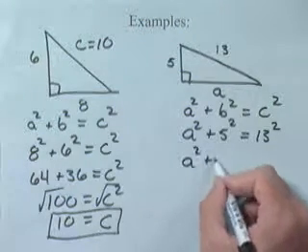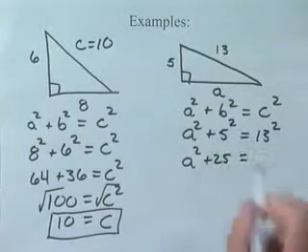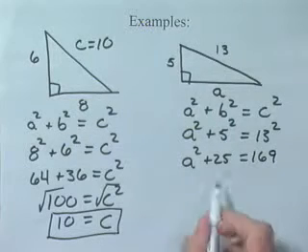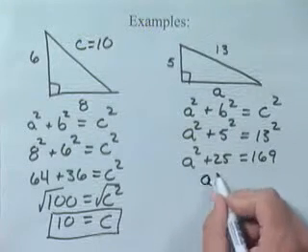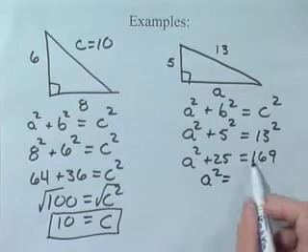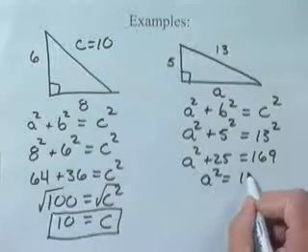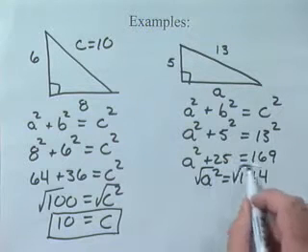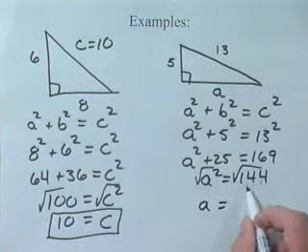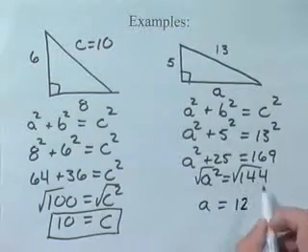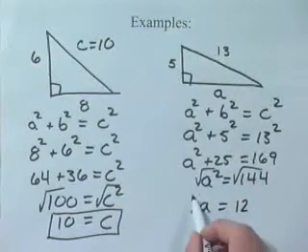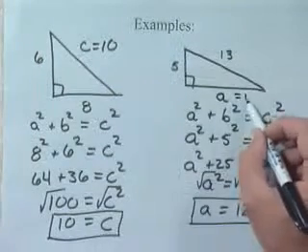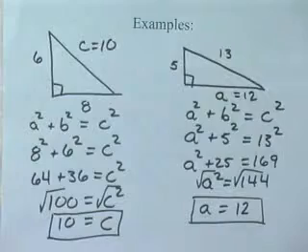A squared plus 25, that's the square of 5, equals 13 squared, which is 169. If I subtract 25 from both sides, let's see, 169 minus 25 is 144. Again, taking square roots, I get A equals plus or minus 12, but since we're talking about a length, which is positive, I must take the positive value. So A is 12. All right.